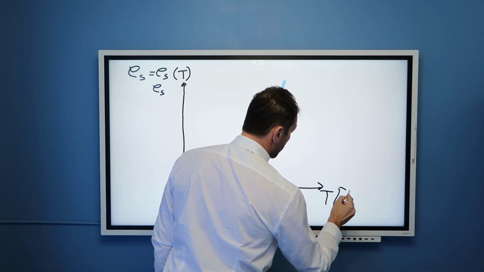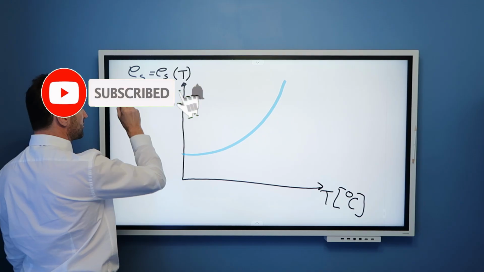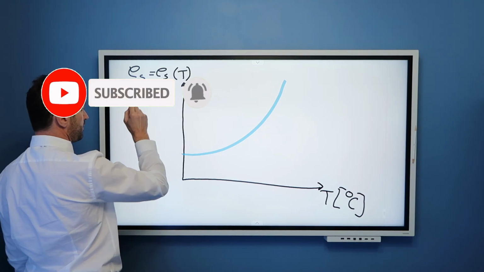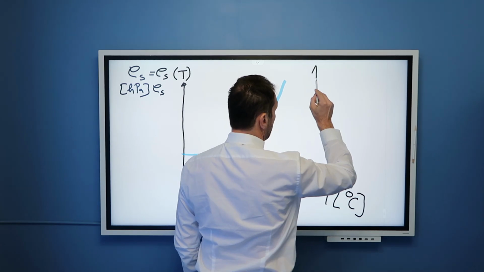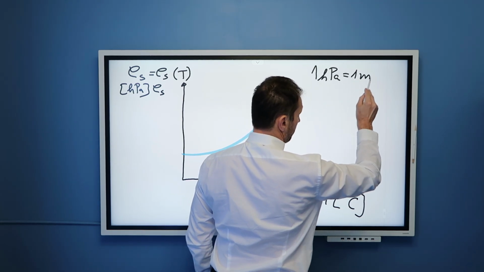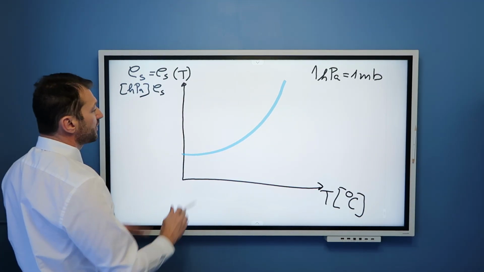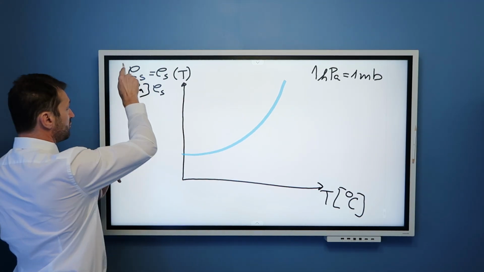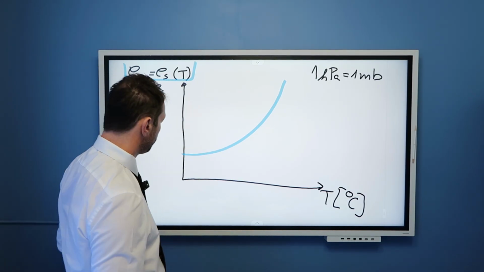have temperature. Perhaps temperature is in degrees Celsius, and this saturation vapor pressure is in hectopascals. And you know by now that 1 hectopascal is equal to 1 millibar, which is also an often used unit in atmospheric sciences. This is the functional form that we want to study here. And this is an exponential function.